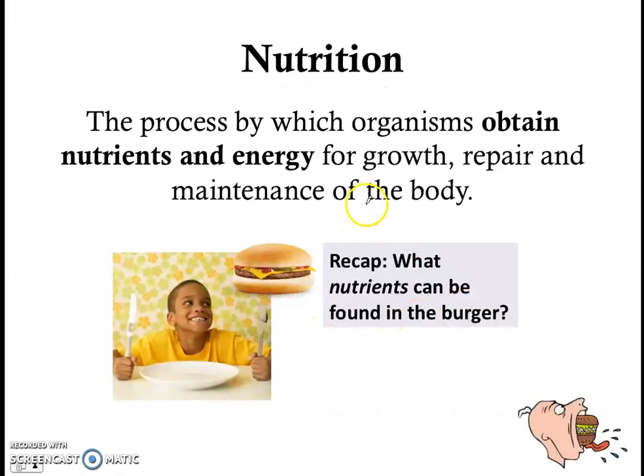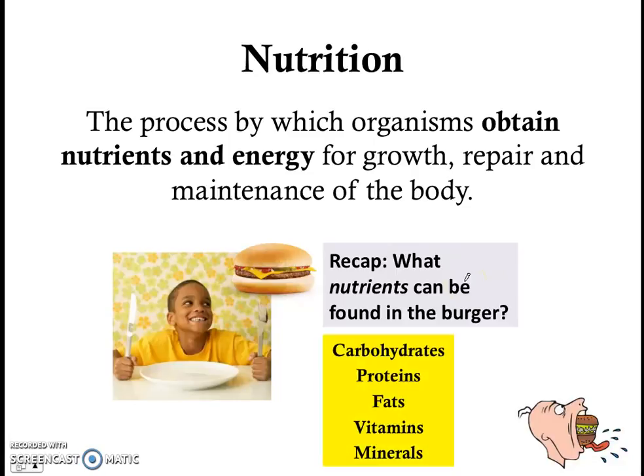Now to begin with, what is nutrition? Well, it is the process by which organisms obtain nutrients and energy for growth, repair, and maintenance of their body. Now, as a quick recap, what are the nutrients that can be found in this burger? What are the nutrients that we were learning about in our last topic? Well, hopefully, these things came to mind, right? Especially carbohydrates, proteins, and fats. They also have vitamins and minerals as well, but carbohydrates, proteins, and fats, we'll be looking at them a lot more in this topic.